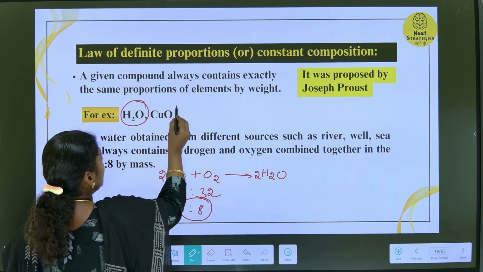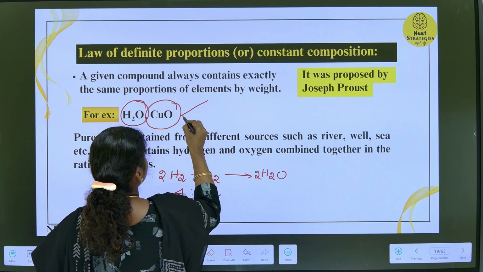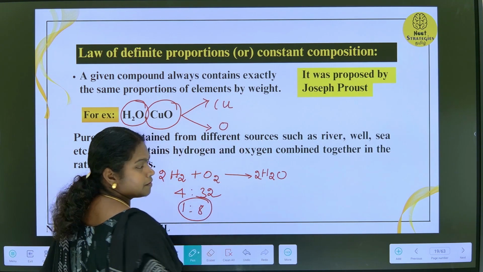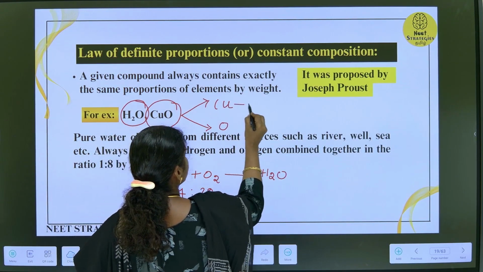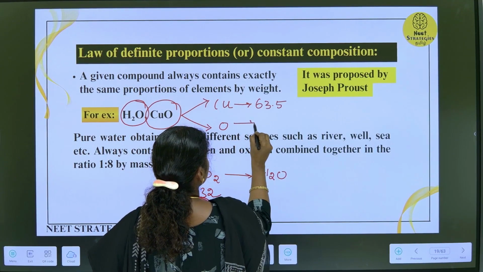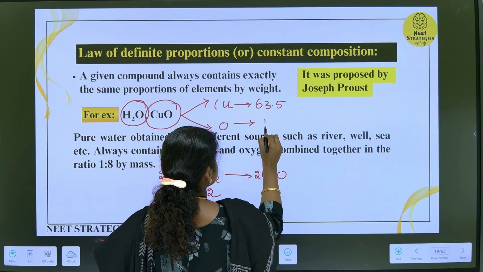In case of copper oxide, the ratio is of copper and oxygen. The mass number of copper is 63.5, and the mass number of oxygen is 16.